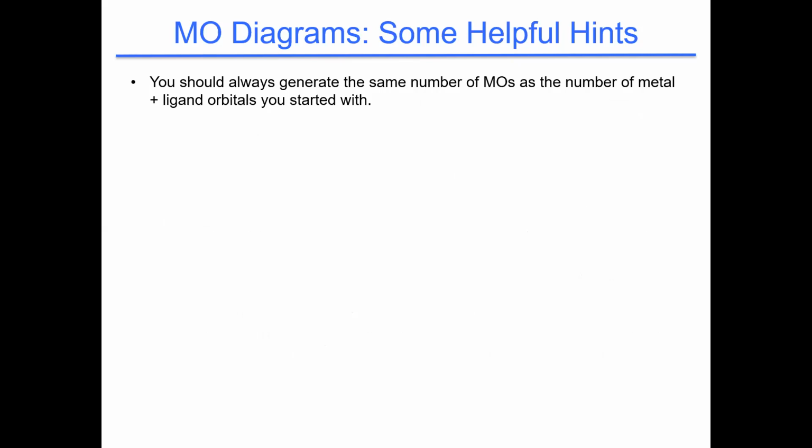Some helpful hints for dealing with MO diagrams: you should always generate the same number of molecular orbitals as the number of metal and ligand orbitals that you started with. So if you are missing any MOs, or if you don't have the same amount of MOs as your ligand and metal orbitals, that's a problem. It's a sign that you're missing something.